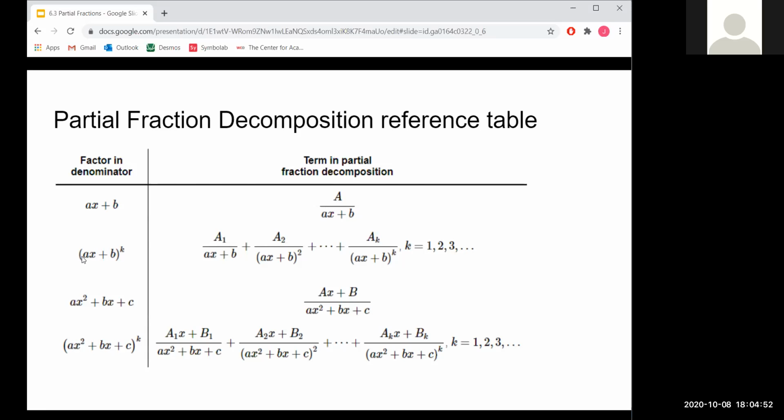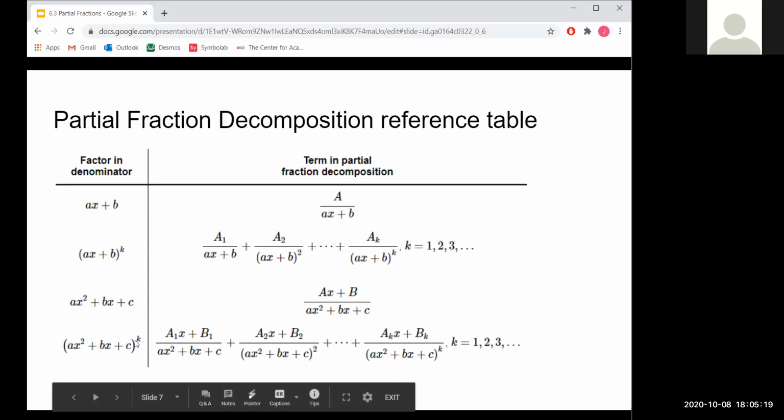The second row of this table says that if you have a linear function that has a power, you need a specific fraction for each power. And if your denominator is a squared function, then your numerator has to be a linear function. So it's not just A, it's Ax plus B. You also need one for each power if you have multiple powers. Don't worry if this doesn't make sense right now. We'll just do some examples later.